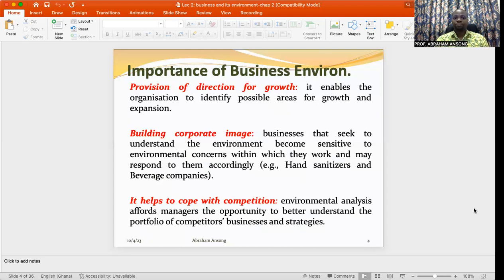And that can help you to position yourself well as a business in order to counter some of these competitive moves of your rivals. Okay, but if you don't pay attention to your business environment, a lot of these strategic moves are likely to take you by surprise and may lead to the collapse or the shrinking of your business activities.